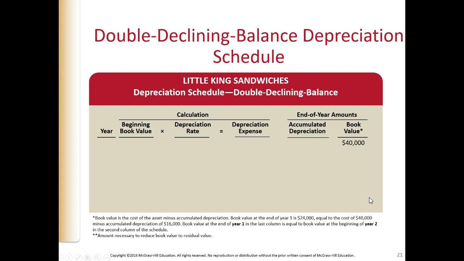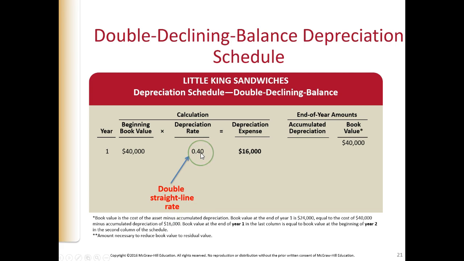Now here's a new method. This is a little bit different. It's called the double declining balance depreciation method. What we will do the first year is take the full $40,000. Don't pull away salvage value. We don't in this method. This says double the straight line rate.